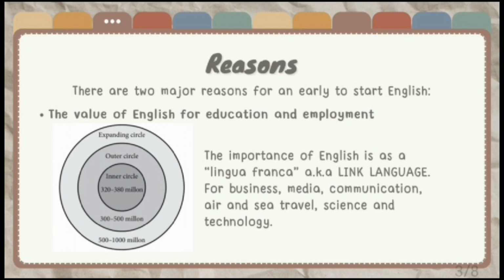And the other explanation, as you can see in the picture here, for the inner circle, about 320 until 380 million people use English as a native language. And then the middle level, which is called the outer circle, where around 300 until 500 million people are using English as a second language, and it became global. It became the expanding circle, which is around 500 until 1,000 million people using English as a foreign language.